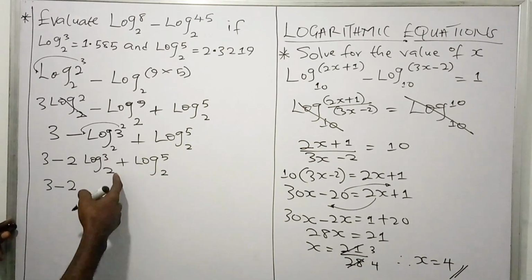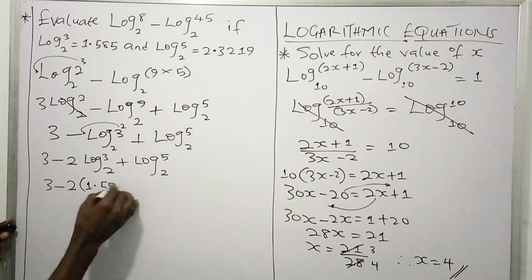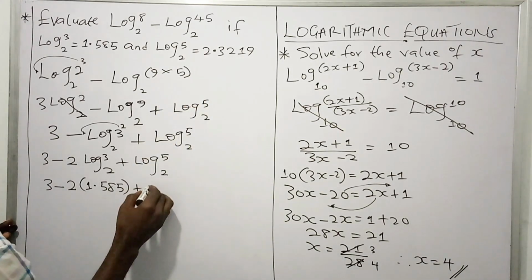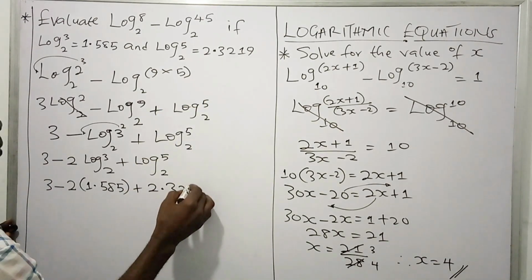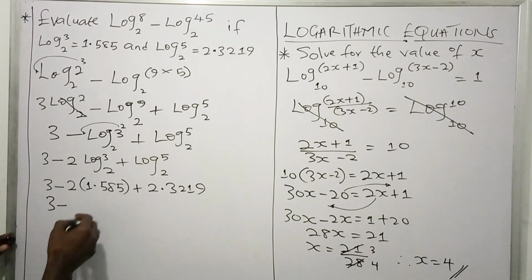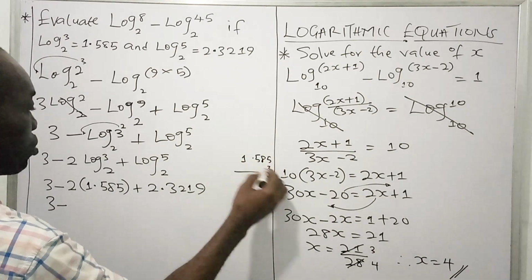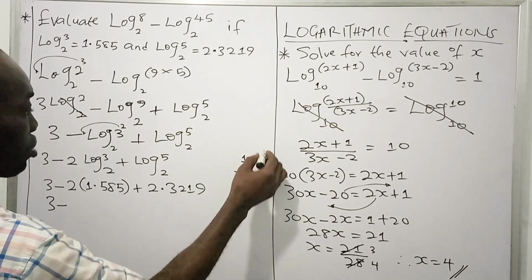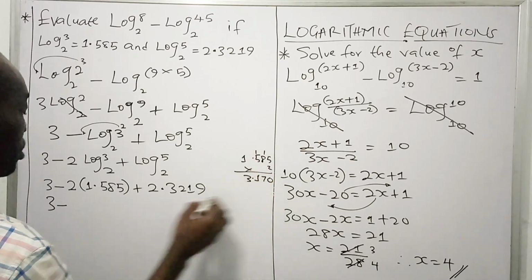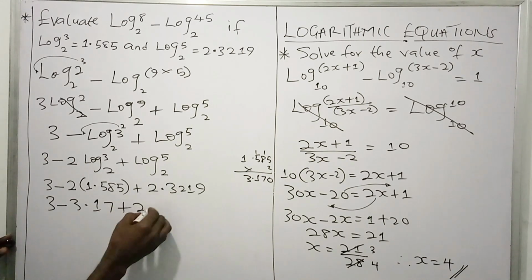The value of log 3 base 2 is given to us, so we substitute. That's 1.585. Then the value of log 5 base 2 is given to us as 2.3219. If we multiply 1.585 by 2, that gives us 3.17. Then here we have 2.3219.